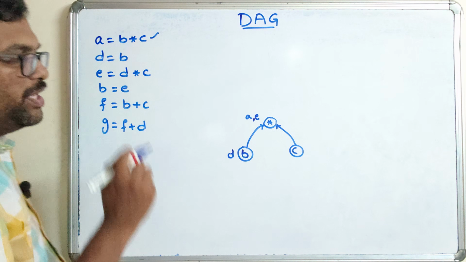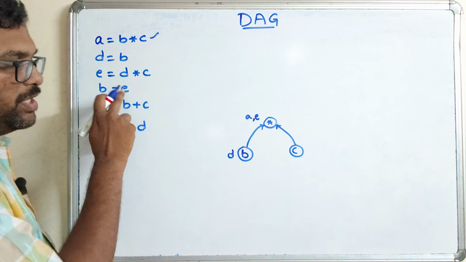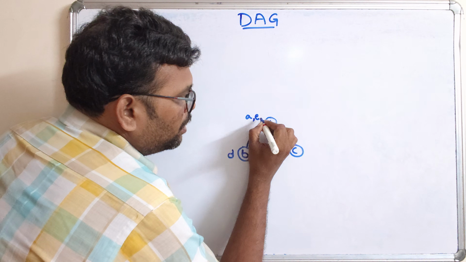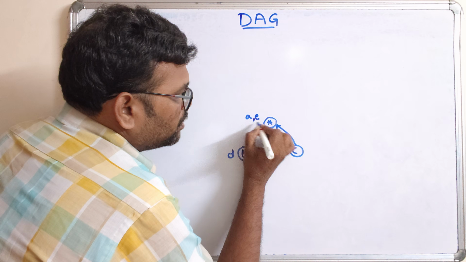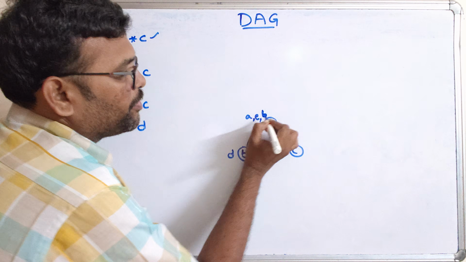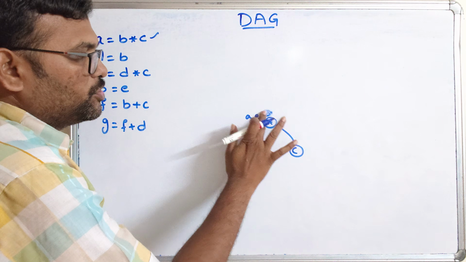Now B is equal to E. Now B has been updated. So what happens? This value becomes B itself. Hope you understood.